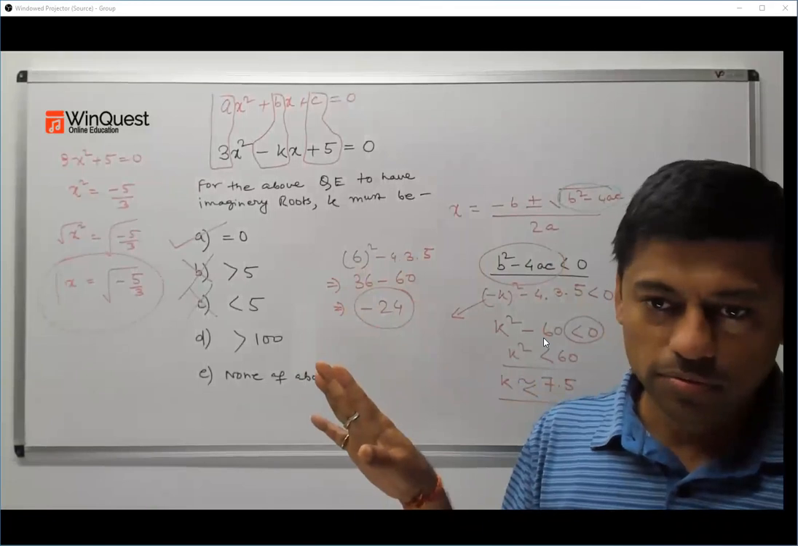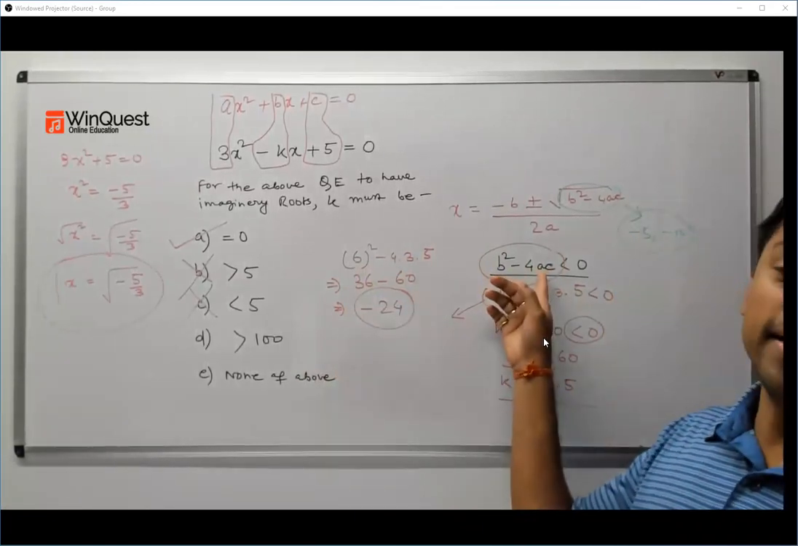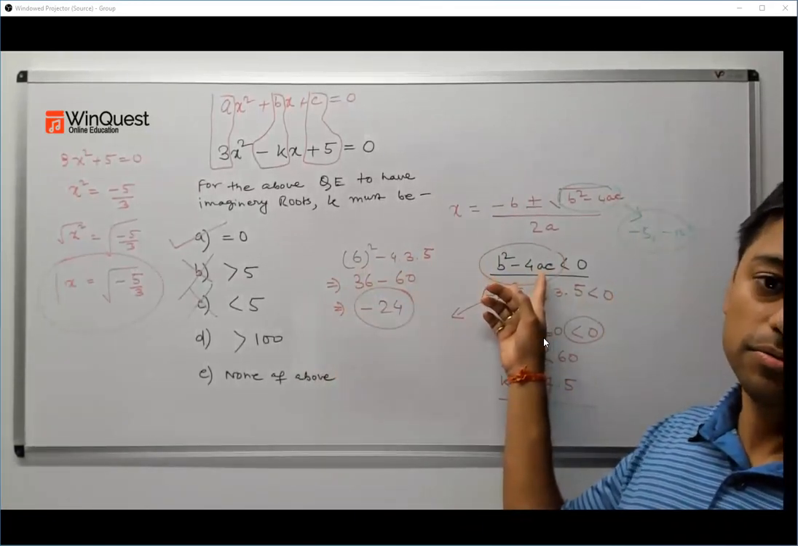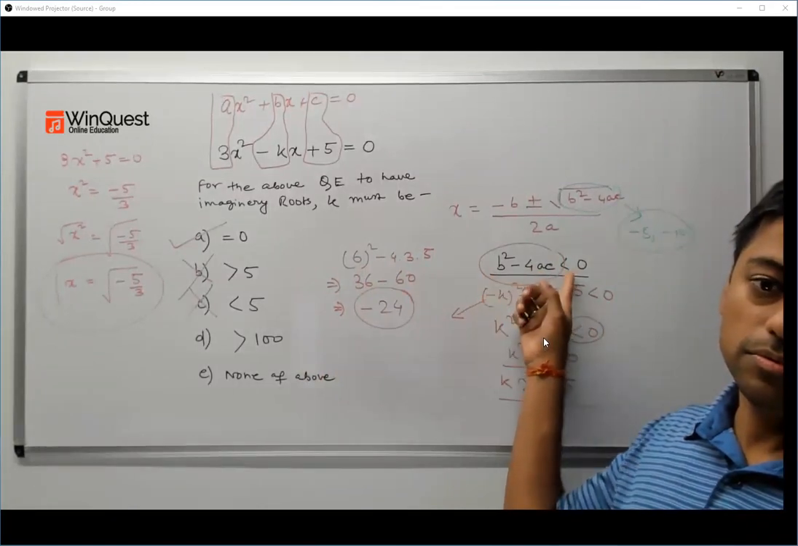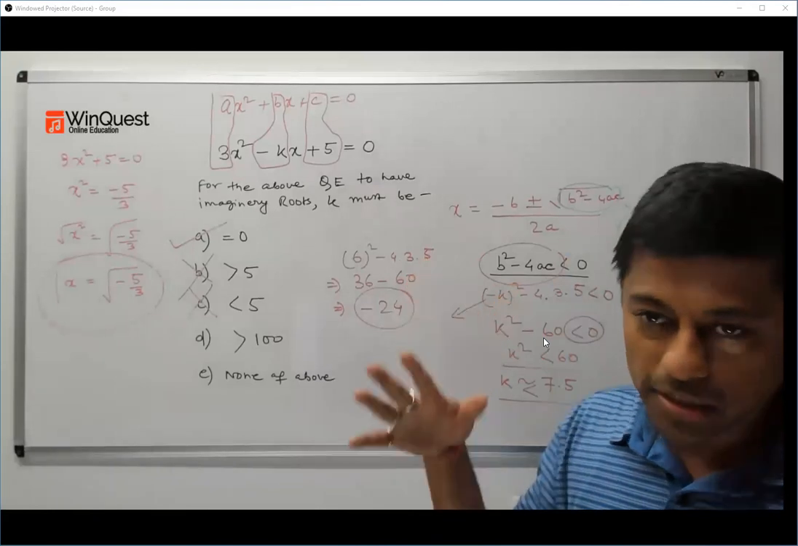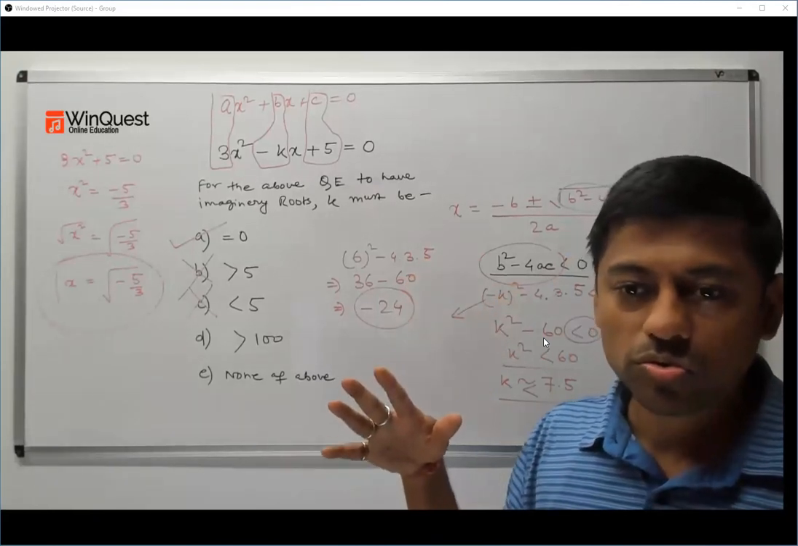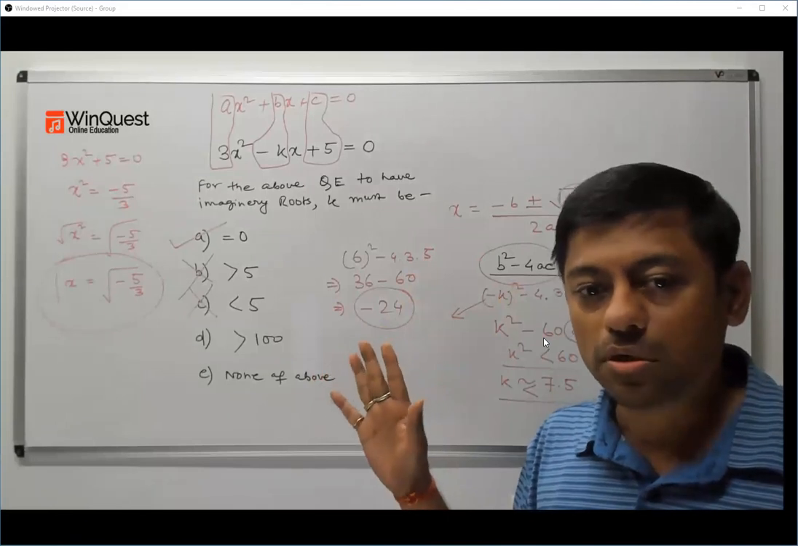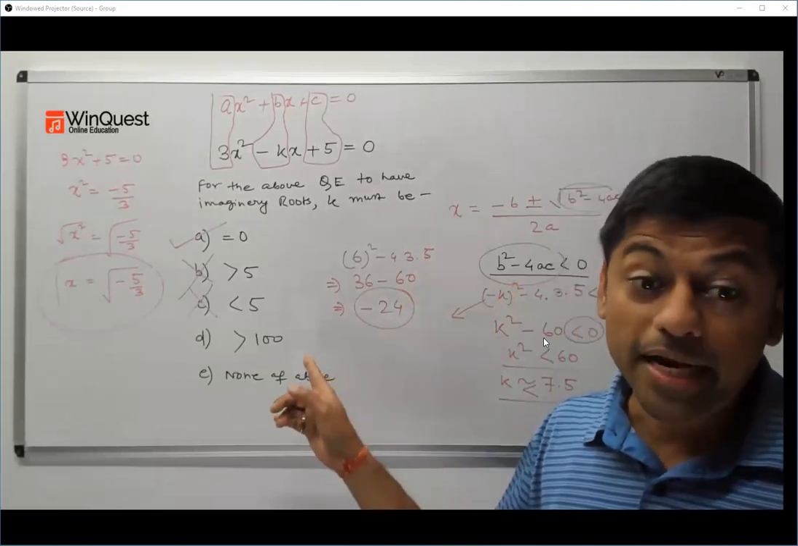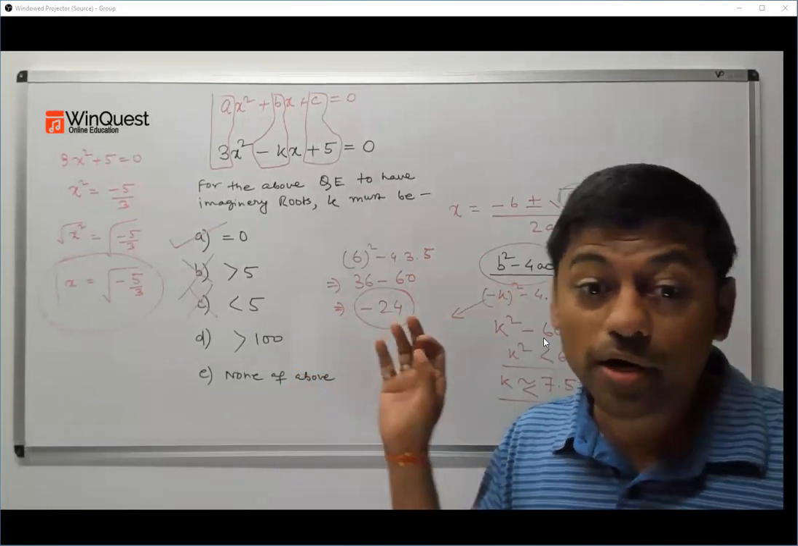Positive 4. What is my condition I need for imaginary roots? You need to put negative. Less than 0. Is 4 less than 0 or greater than 0? Greater than 0. Are you clear now, Karishma? Yes. Greater than 0, 100% greater than 0.